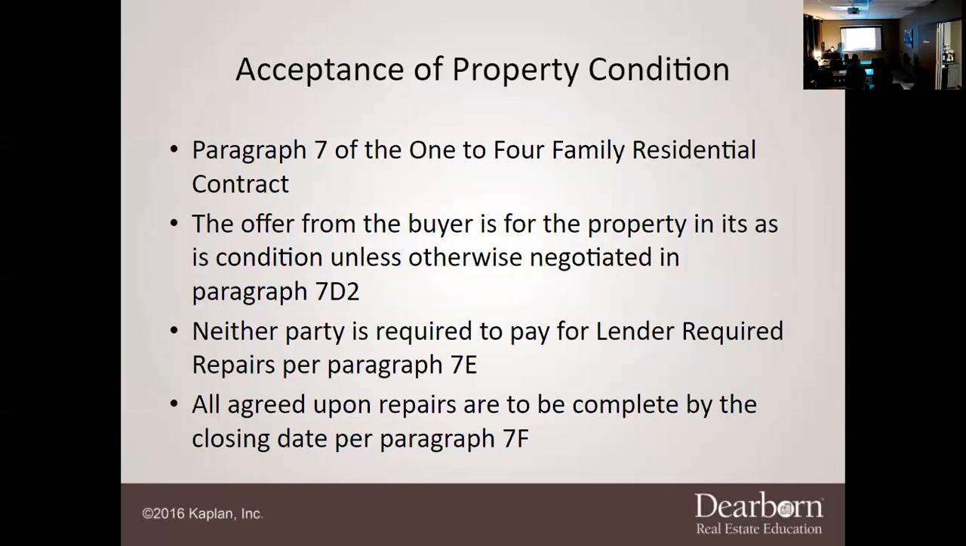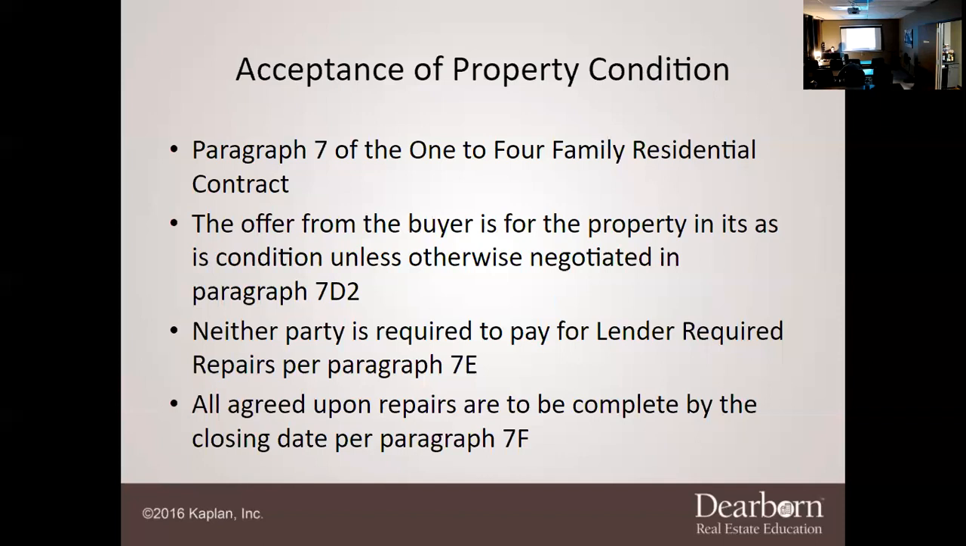Now, acceptance of the property condition. Paragraph 7 of the 1-4 family contract. The offer from the buyer is for the property in its as-is condition, unless otherwise negotiated in paragraph 7D2. Neither party is required to pay for any lender-required repairs per 7E, and all agreed-upon repairs are to be completed by the closing date per 7F.